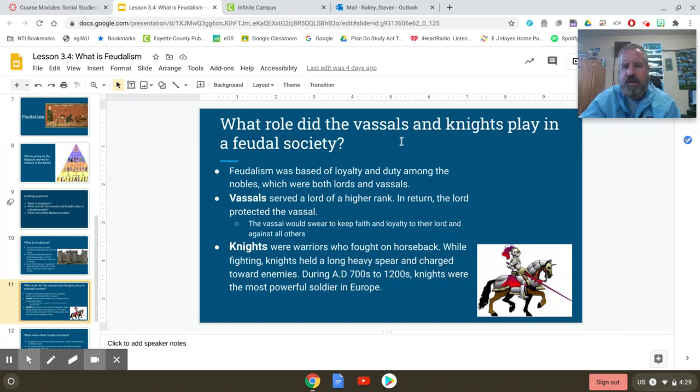What role did vassals and knights play in the feudal system? Okay, so the feudal system was something based off of loyalty and duty among the nobles, okay, which were both lords and vassals.